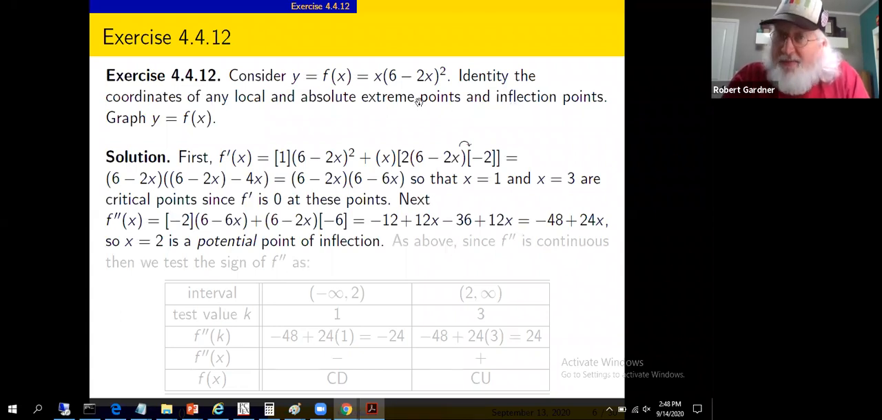I've got to factor it eventually, so maybe leaving it as a product will save a little bit of trouble on factoring later. It's a product of two things. We've got the derivative of the first, derivative of x is 1, in a little square bracket notation, times the second, plus the first, times the derivative of the second, which needs the chain rule. To differentiate 6 minus 2x squared, we bring the 2 down, rewrite the stuff inside, subtract 1 from the exponent, getting a 1, and then multiply by the derivative of the stuff inside, which is negative 2.